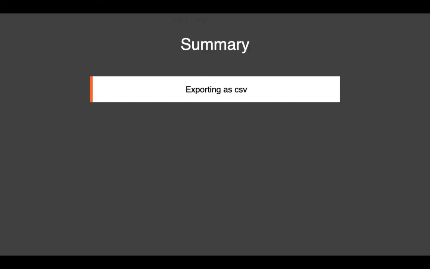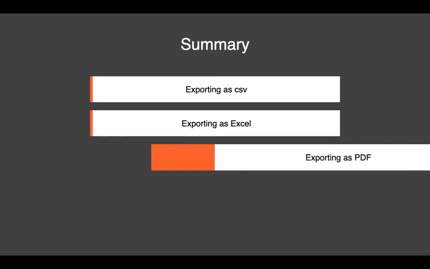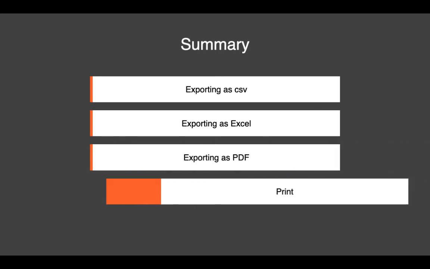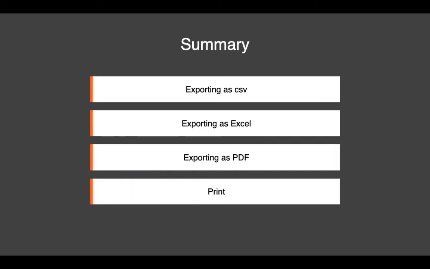In this video, we saw how to add the controls to our HTML table to enable a lot of useful functions like exporting the table content as CSV, Excel, PDF files, and also being able to print the table data. And all this was done by just using a few lines of code from the powerful DataTables plugin.